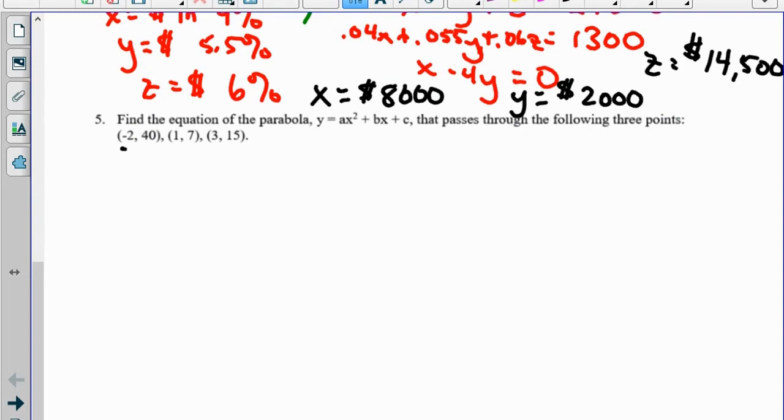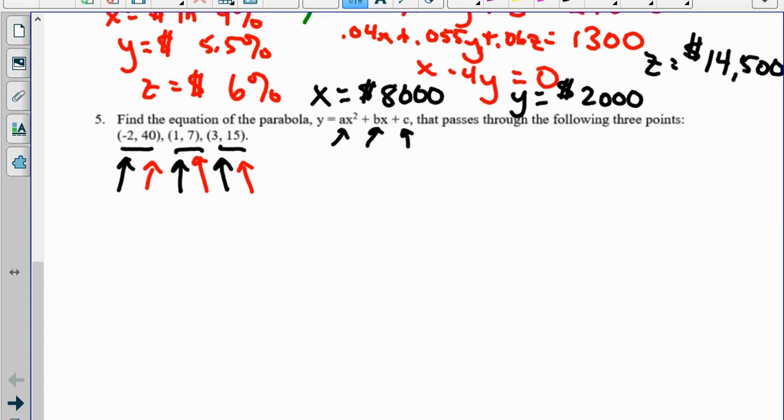Finally, problem 5. Again, this is going to be a 3 by 3 system. We have 3 points and 3 variables. Now, one thing that causes a lot of confusion in this problem is that the variables are actually a, b, and c. x is not a variable because we know what x is 3 different times, and we know what y is 3 different times. So we're going to take these x's and y's and substitute them in for x and y, and that's going to leave us with a, b, and c as the things we don't know.